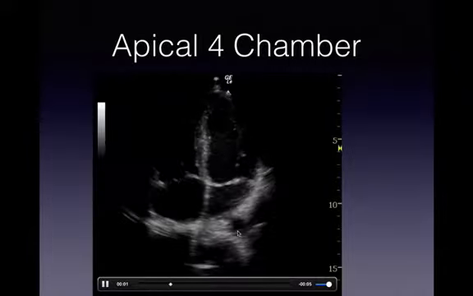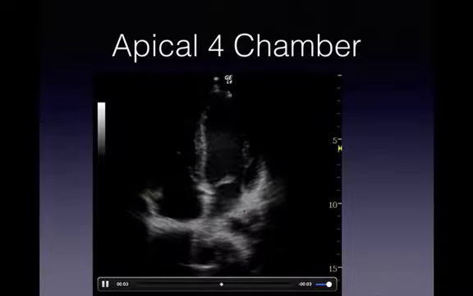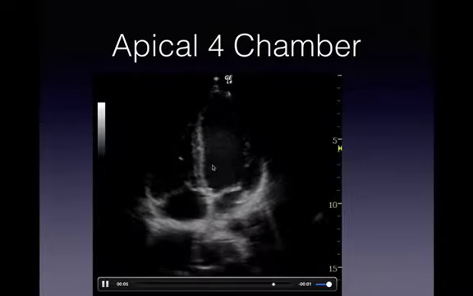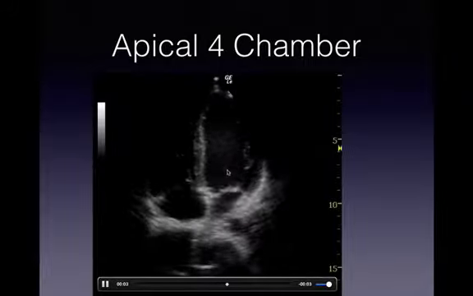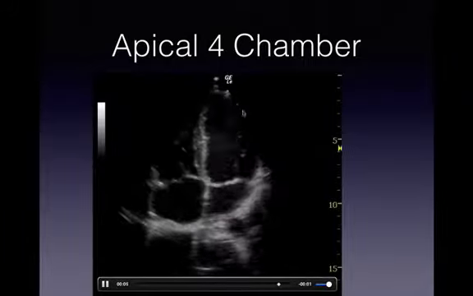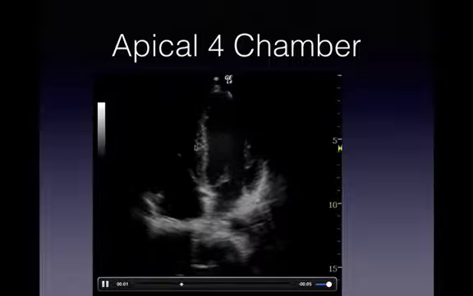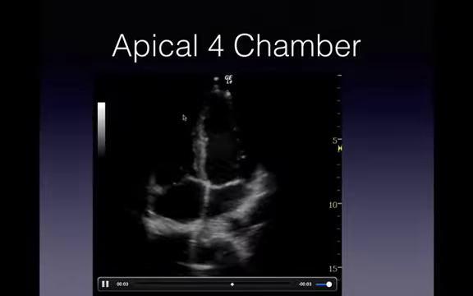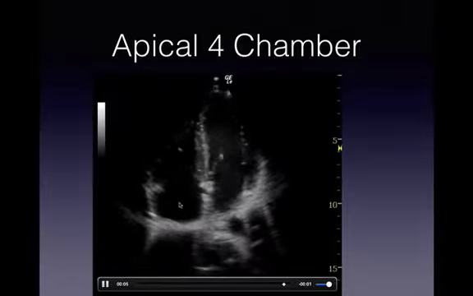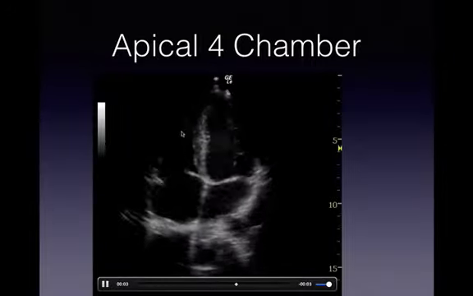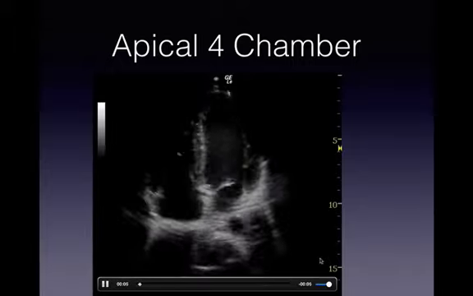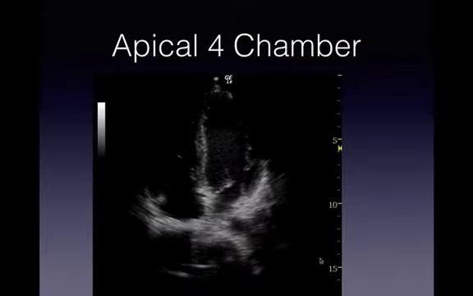So here we see the descending aorta, we see the left atrium, and we see the mitral valve coming up and hitting the septum, which signifies a normal ejection fraction. We see the left ventricle here and the right ventricle here, and this is the right atrium. And again, we want the right ventricle to not be more than 2/3 the size of the left ventricle.